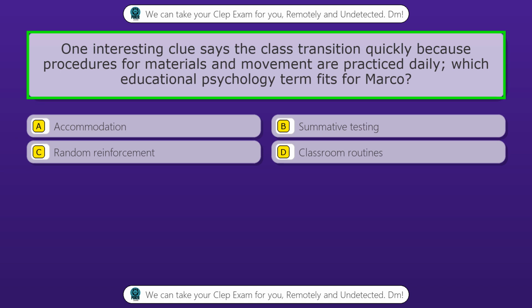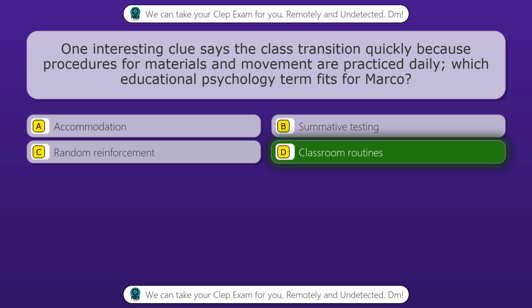Question 71. One interesting clue says the class transitions quickly because procedures for materials and movement are practiced daily. Which educational psychology term fits for Marco? Option A, accommodation. Option B, summative testing. Option C, random reinforcement. Option D, classroom routines. The correct answer is option D, classroom routines.